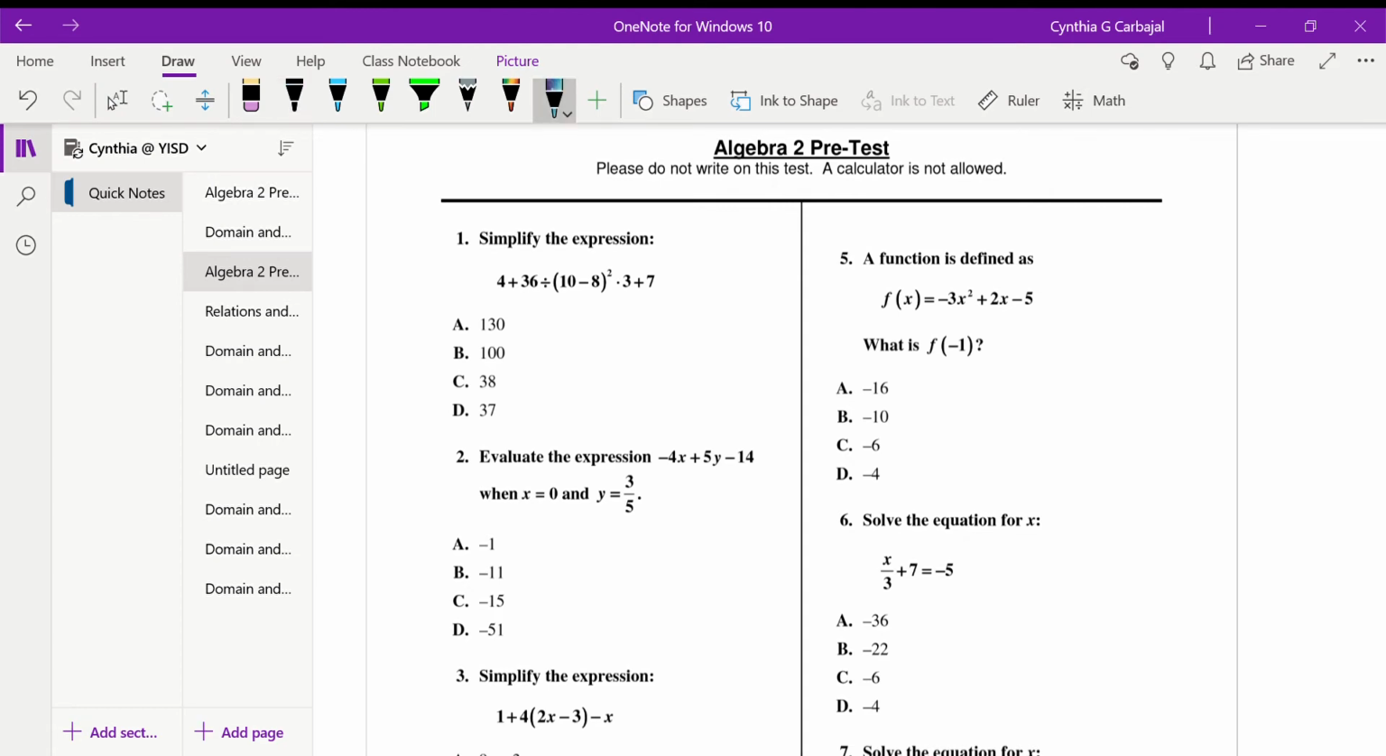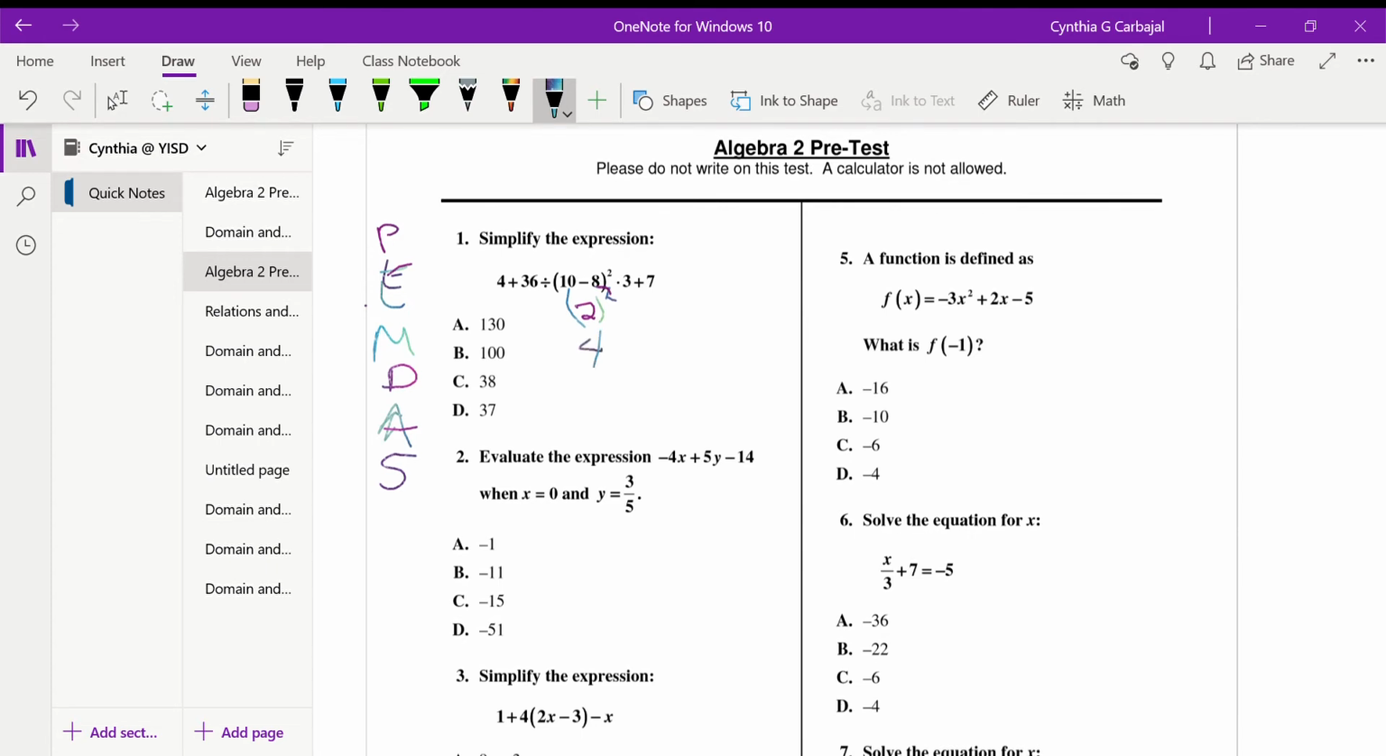Alright, number 1 is to simplify the expression. Here we need to follow order of operations. If you remember, it's Please Excuse My Dear Aunt Sally, or PEMDAS. P stands for parentheses first, so inside the parentheses we're going to subtract, 2 minus 8. Then we do exponents. We have a 2 being raised to a 2, so that's going to be 4.